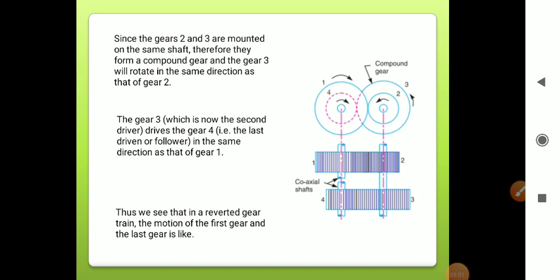Thus, we see that in a reverted gear train, the motion of the first gear and the last gear is alike. That is, gear number 1 and gear number 4 rotate in the same direction. That is what we have seen in the reverted gear train. Let's see here. So just assume T1 is equal to the number of teeth on gear number 1.